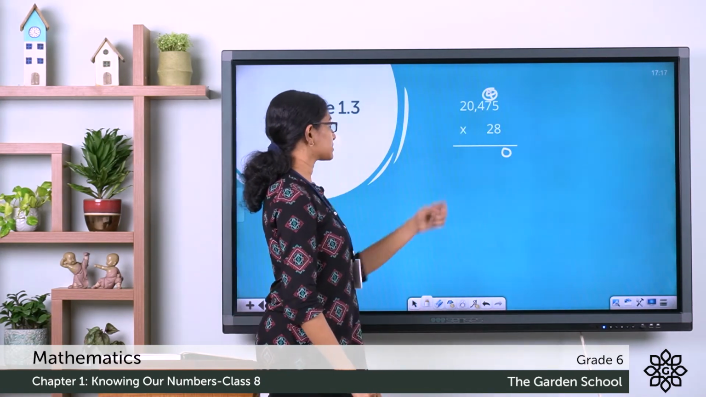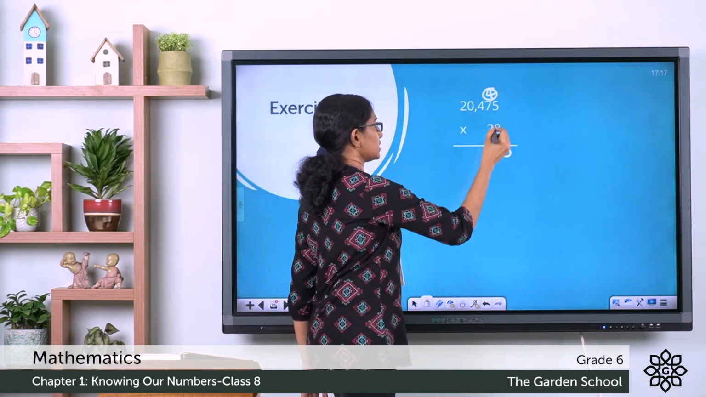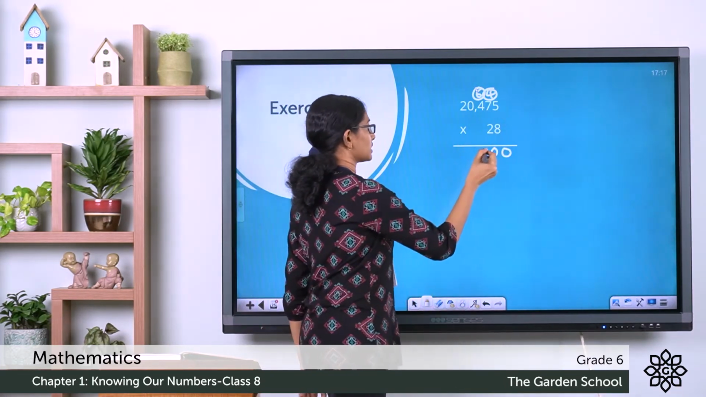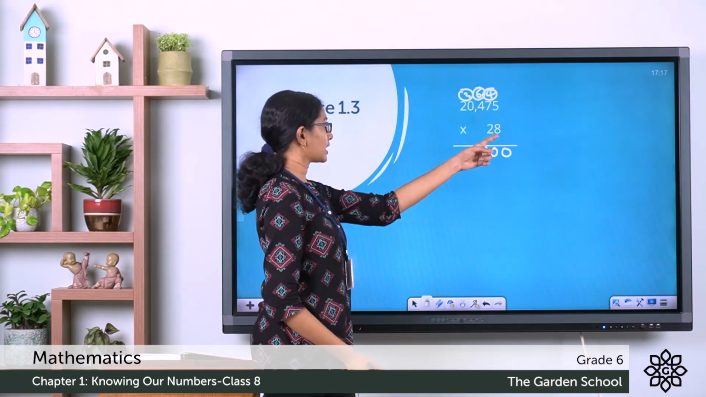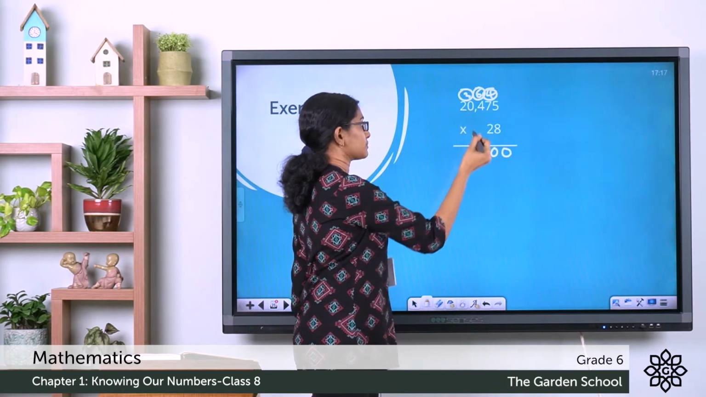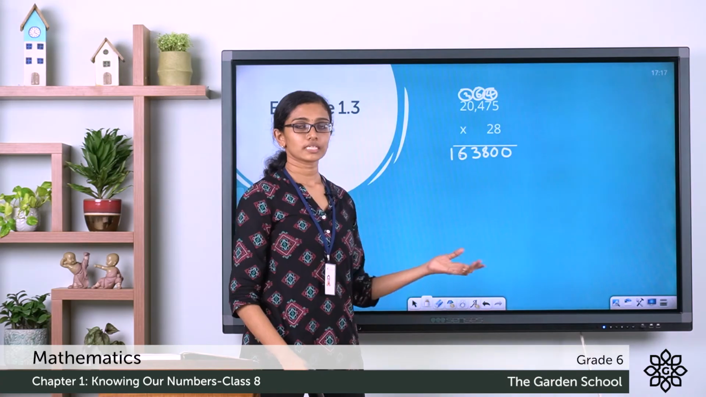Then 8 times 7 is equal to 56 plus 4, that is equal to 60. I carry over 6 here. 8 times 4 is equal to 32 plus 6 is equal to 38. Carry over 3 to the next place. 8 times 0 equal to 0 plus 3 is 3. 8 times 2 is equal to 16. So, that is the first product.